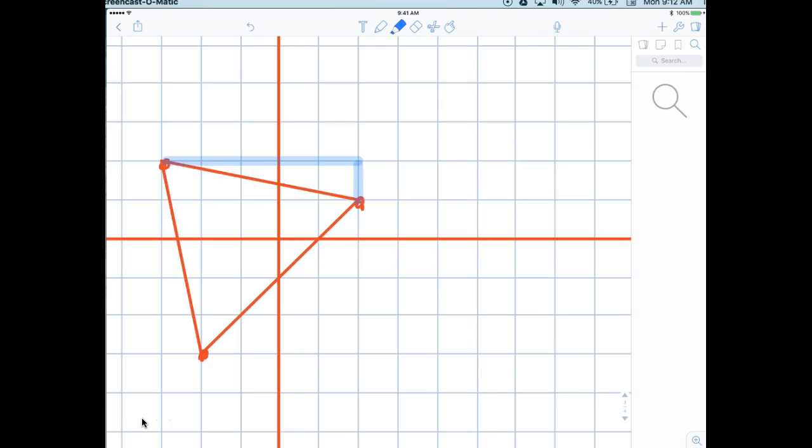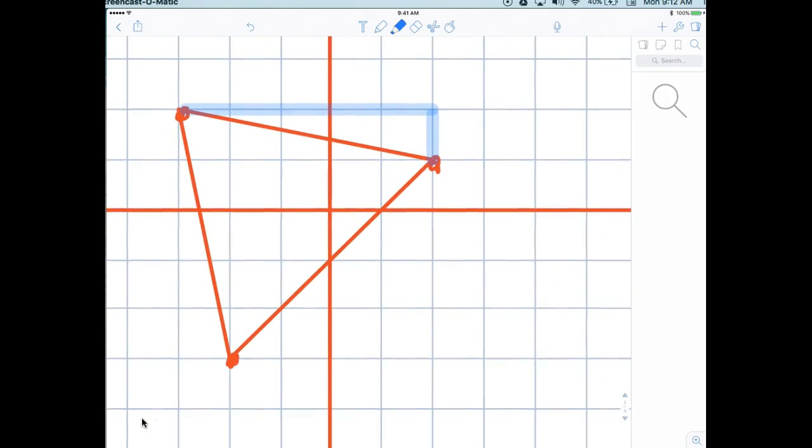What are you doing? I just made a right triangle. Okay, so now just watch. Learn something here. This distance from here to here is 1. And this distance from here to here is 5. So this right here is the square root of 26.